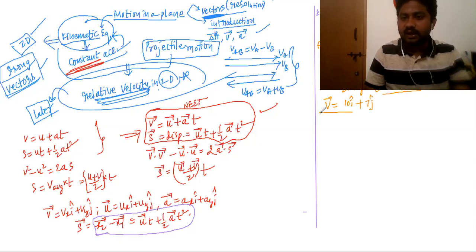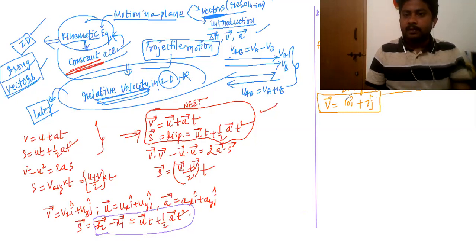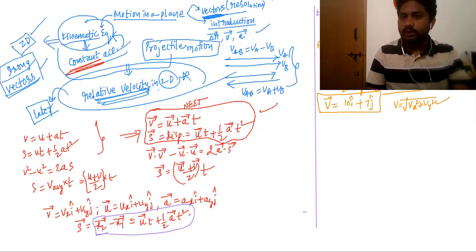If you want to find the magnitude, you can find, right? If you want the magnitude, you can find v is equal to square root vx square plus vy square. Find the magnitude if you want. But the question is only about find the velocity and displacement at t is equal to 2 seconds. So displacement, we have the formula. So x2 bar minus x1 bar, which is equal to u bar into t plus half a bar into t square. So this complete value is displacement. This is final position. This is initial position.